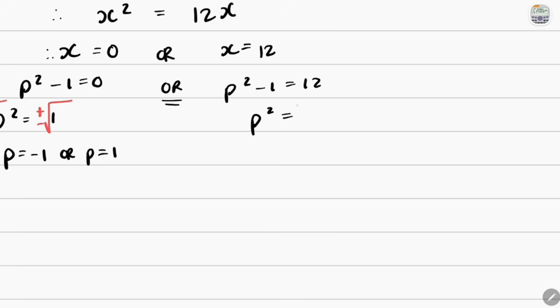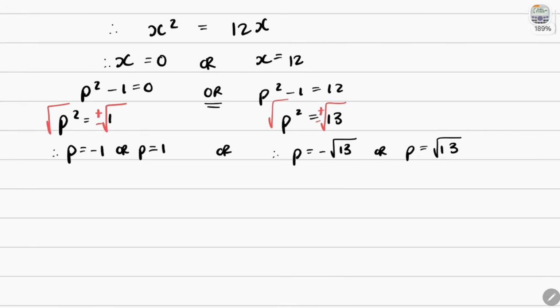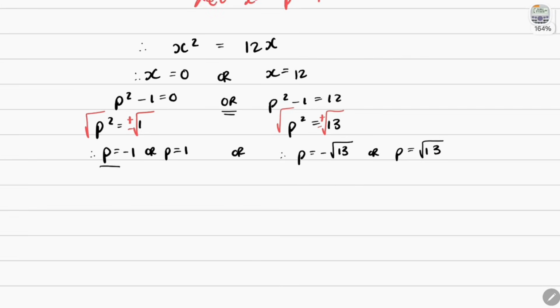So p squared is equal to, and that becomes a plus 1 there, so it's 13. And then we can just square root both hand sides. So square root and square root. This is positive and negative. Therefore, p equals negative square root of 13, or p is equal to the positive square root of 13. And these would be our answers. We have 4 answers for this equation.